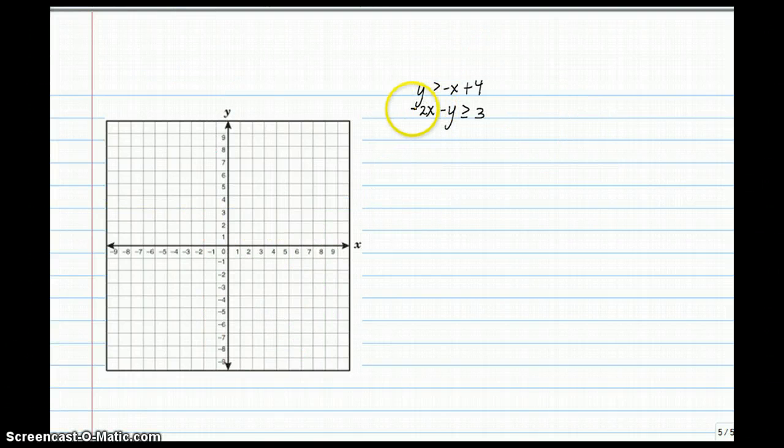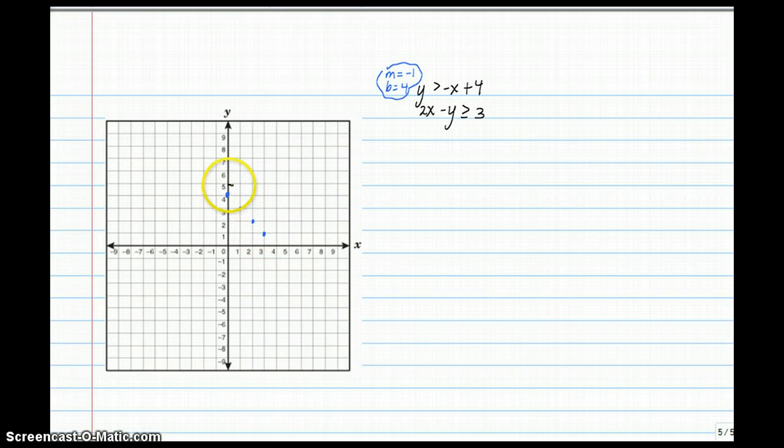Our first equation is y is greater than negative x plus 4. We want to graph that line, so it's going to help us to find the m, which is negative 1, and the b, which is 4. We're going to plot a point at 4. We know it slopes negatively. It goes down 1, 1 to the right, down 1, 1 to the right, down 1, 1 to the right.